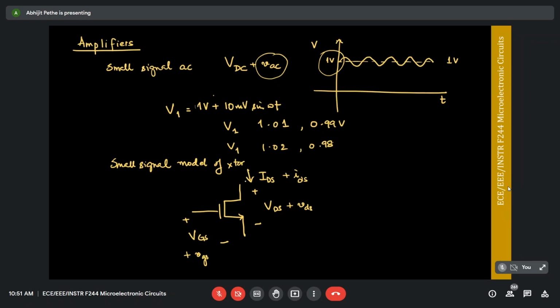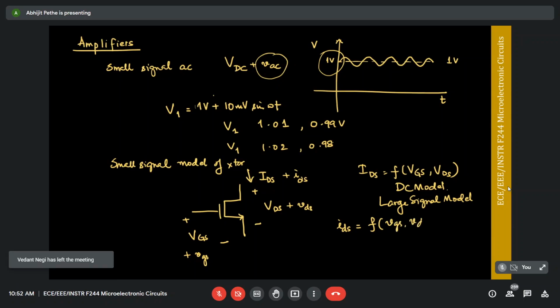So the large signal model relates IDS as a function of VGS and VDS. Remember, I'm doing all these with capital letters and capital subscripts, right? So this is the DC model, or the large signal model. What we are now going to develop in the next class is this IDS, which is going to be another function of VGS and VDS.